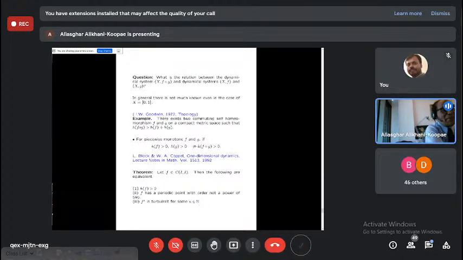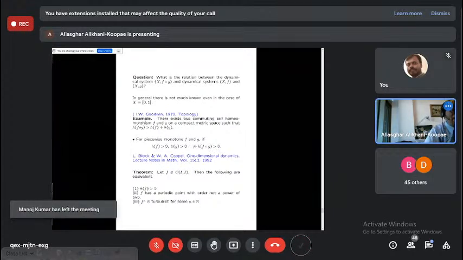So what is the relation between the dynamics? The question that we asked at the beginning: what is the relation between the dynamics of X, f∘g and X, f and X, g when f and g are continuous? In general, I can say that there is not much known, comparing to what should be known. And the first example was given in 1972. Goodwin, in topology, showed that there exist two commuting self-homeomorphisms f and g on a compact metric space such that the topological entropy of f∘g is bigger than the topological entropy of f plus the topological entropy of g.